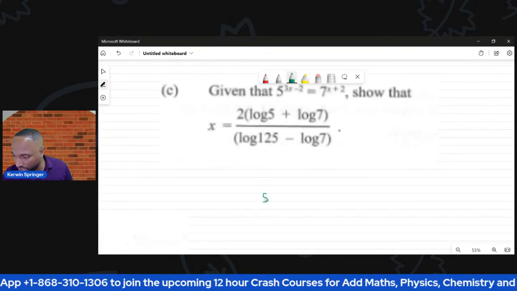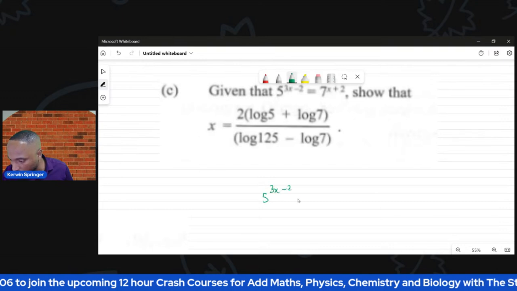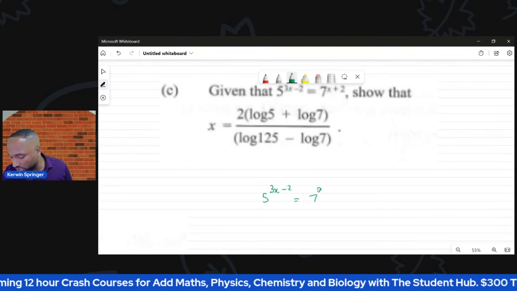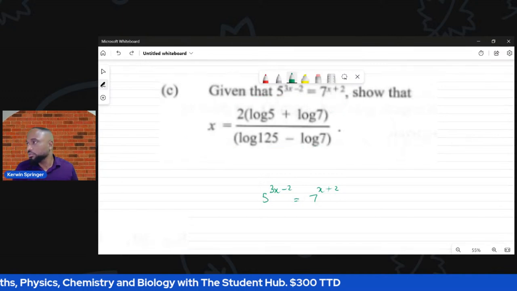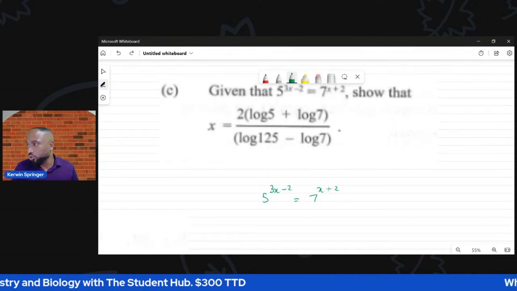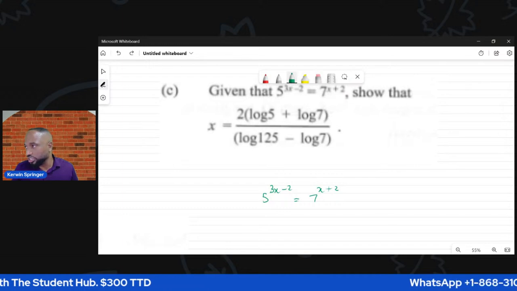Given that 3x minus 2 is equal to 7 by x plus 2, come up with this. So what procedure are we going to take? What procedure are you all going to do?